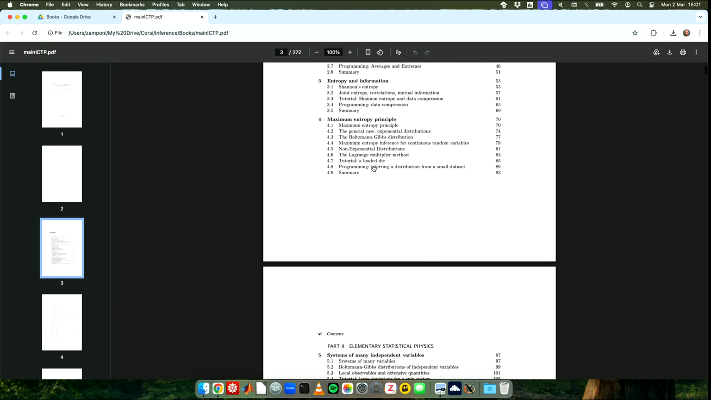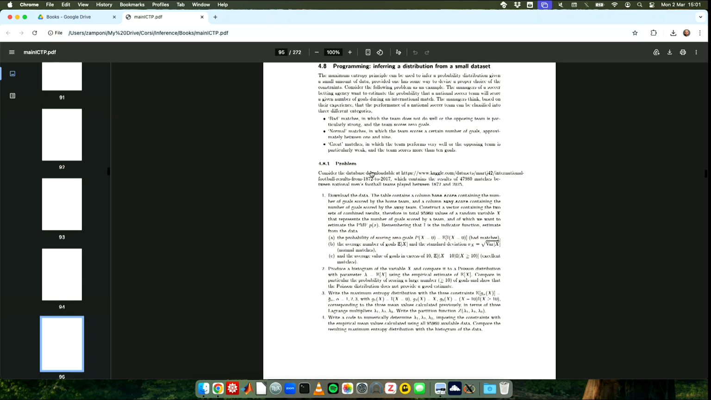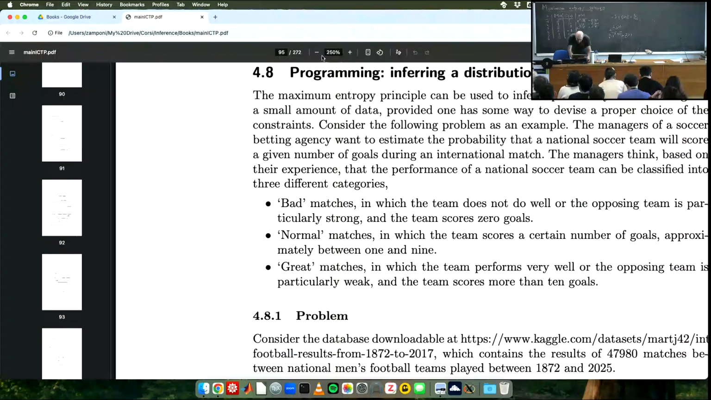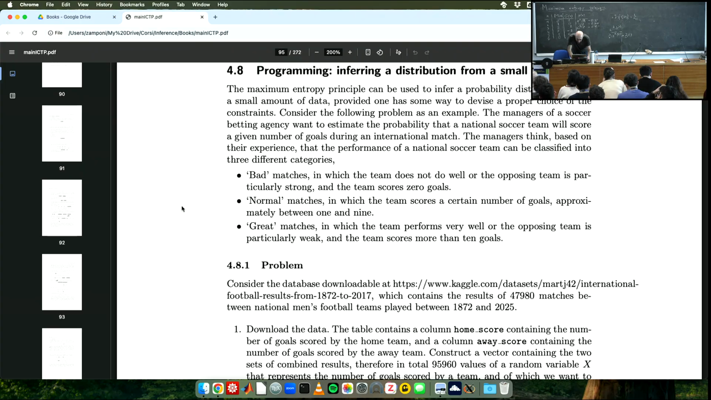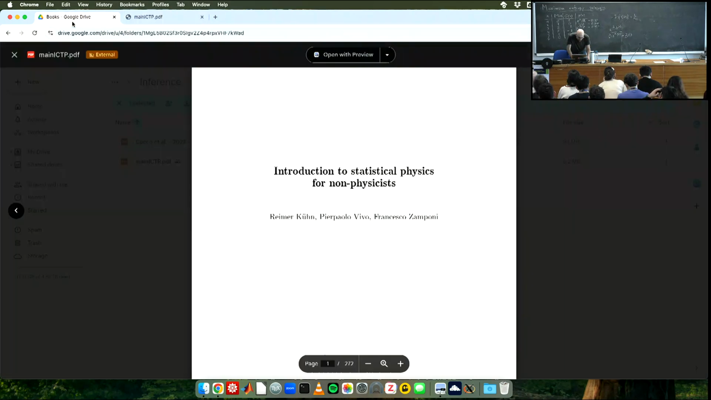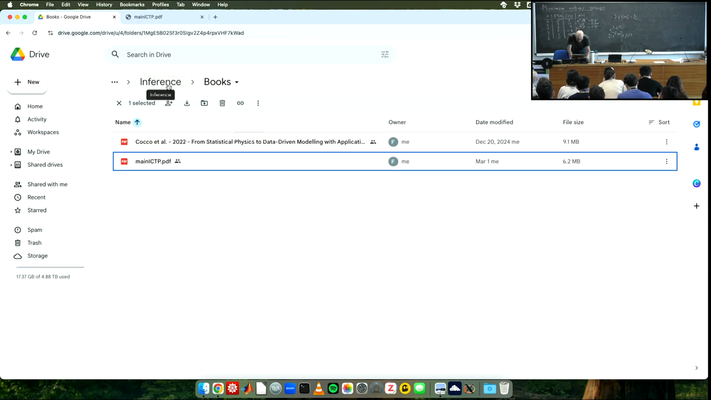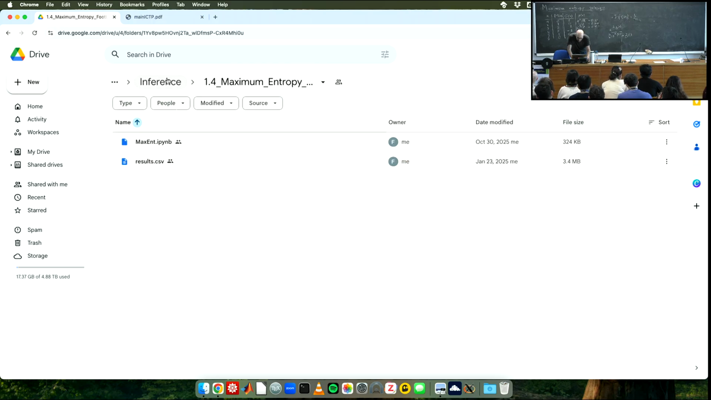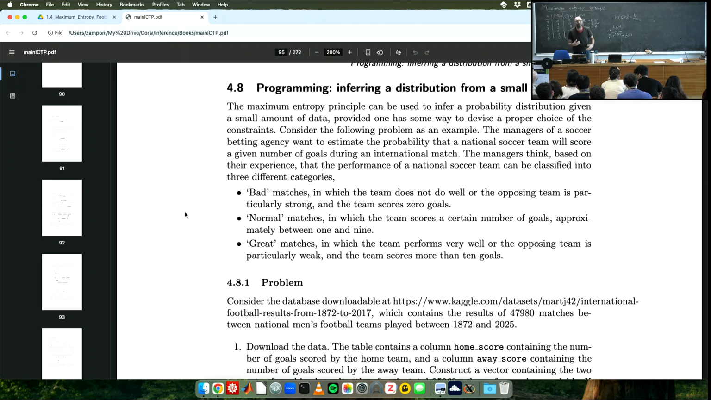So in order to illustrate this idea, I took a data set of football games. What I want to show here in this tutorial is that the maximum entropy principle allows you to obtain reliable estimates of your probability distribution even when you have few data, okay? Which is typically the case in biology.